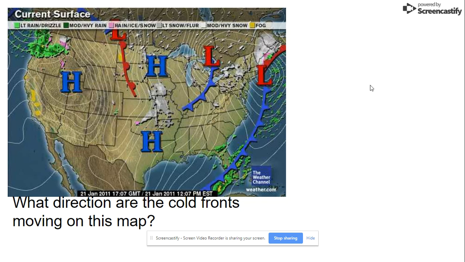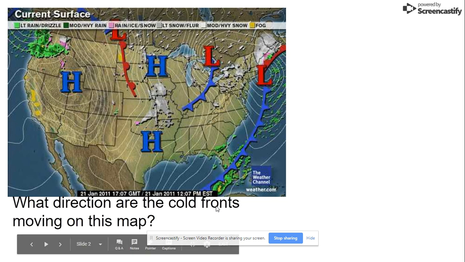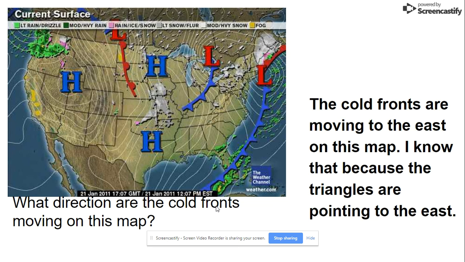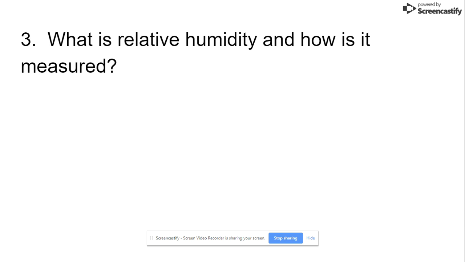Which direction are the cold fronts on this map? Here's the cold front. They're pointing this way, this way, this way. This is east. So it should be pointing east. Triangles are pointing east. That's the cold fronts.